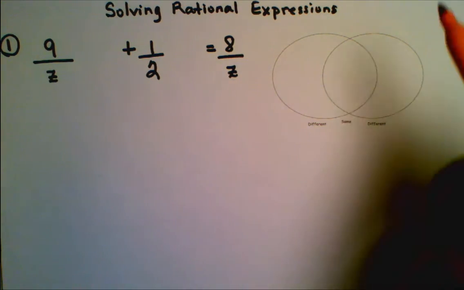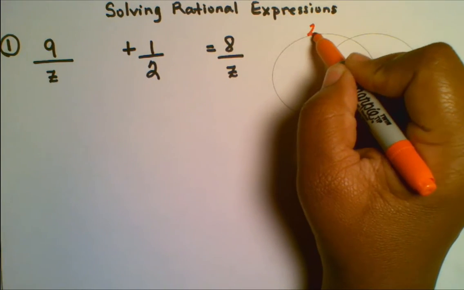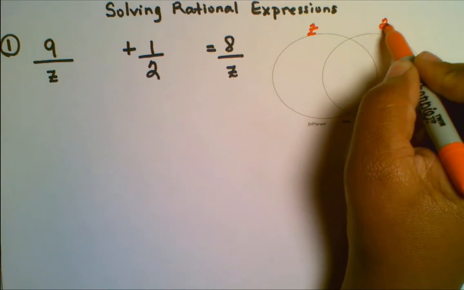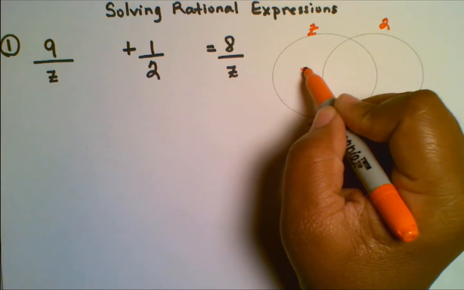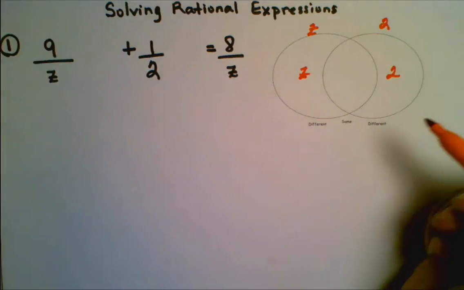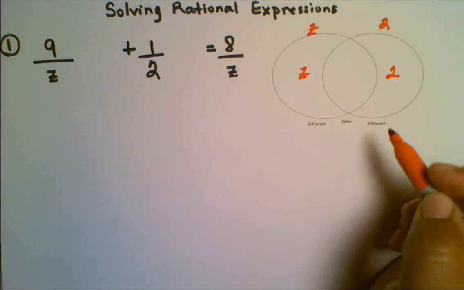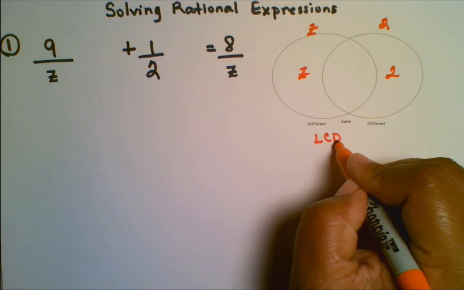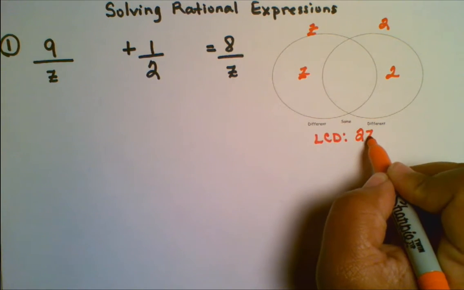So what we're going to do, first of all, is find the LCD. We have a z and we have a 2. Well, there's nothing in common, but each circle is different. Therefore, our LCD is 2z.